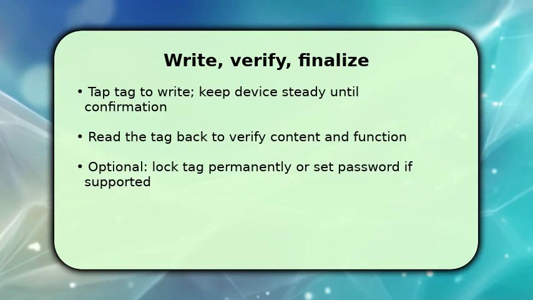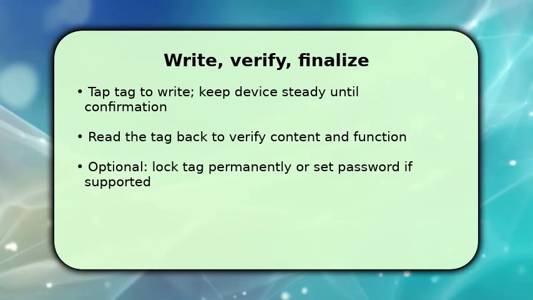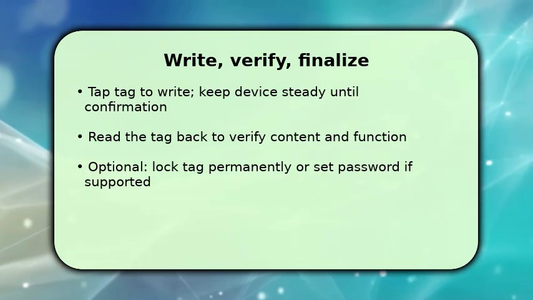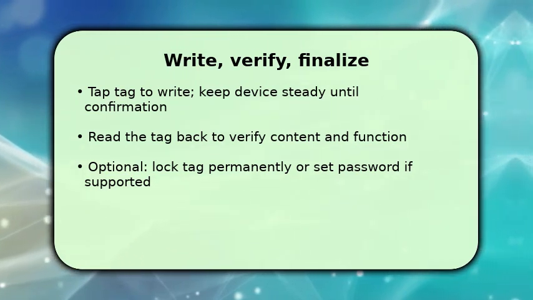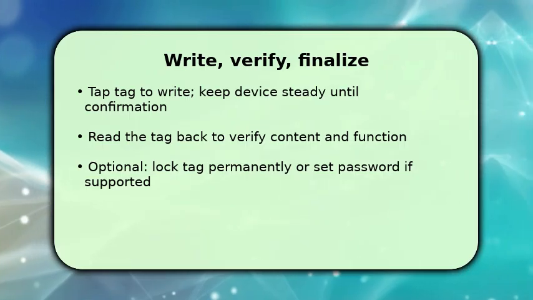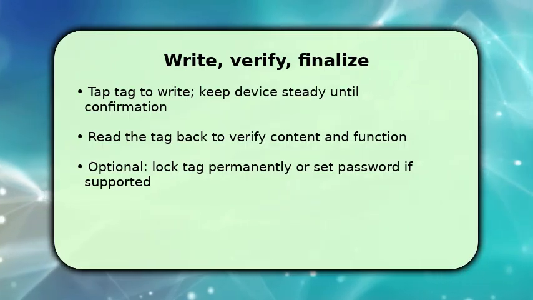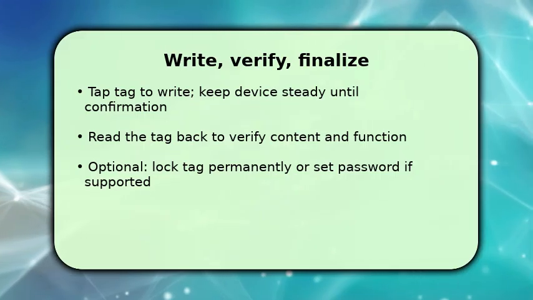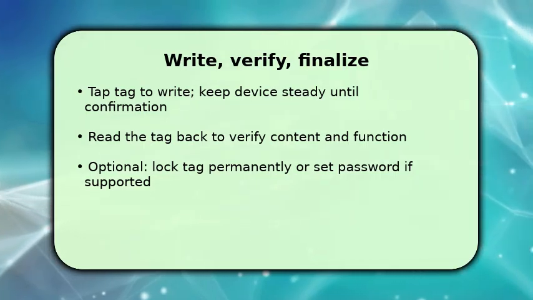You're ready to write? Place the tag on the device's NFC area and tap Write. Keep steady until the app confirms success. After writing, immediately use the app's read feature to verify the exact payload and test the behavior. Open the URL or trigger the app action to ensure it works.